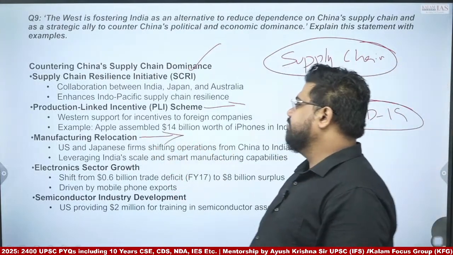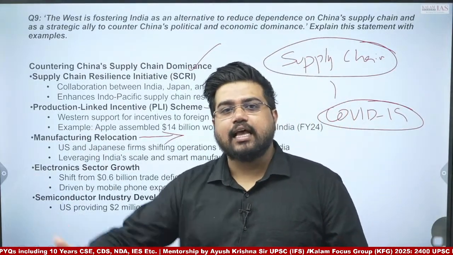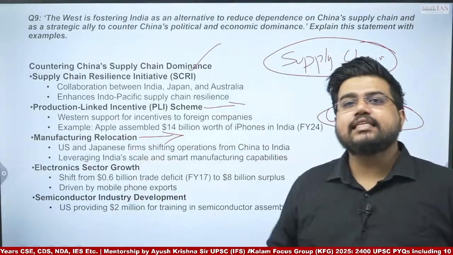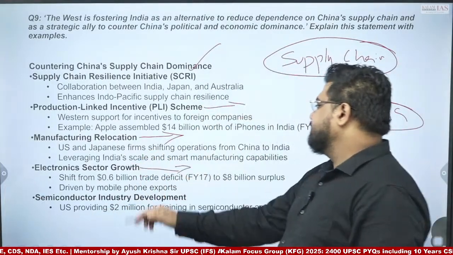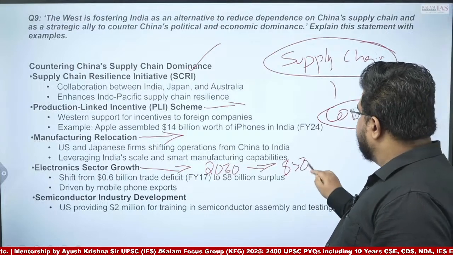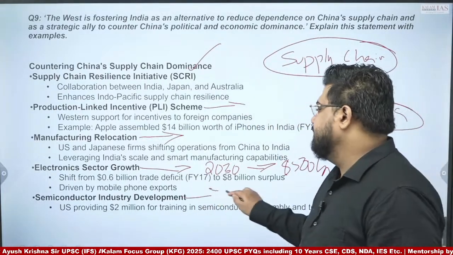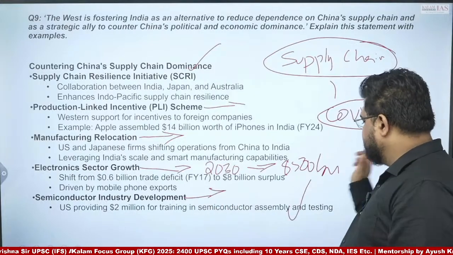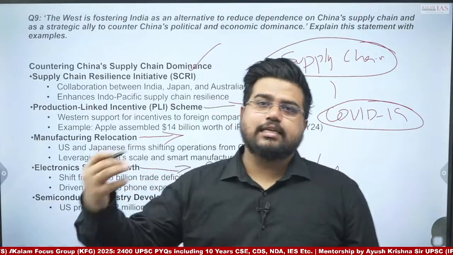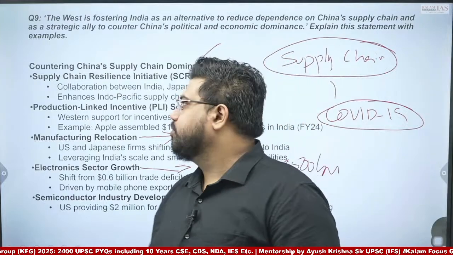Similarly, manufacturing relocation. We have seen a lot of companies leaving China. Even Apple has started manufacturing in India. A lot of other electronics and other companies are using India as the base, Vietnam as the base, Taiwan as the base. So companies are relocating out of China. Electronic sector growth: you might have seen India's recent targets. By 2030, we are trying to build a 500 billion semiconductor base. This is an emerging industry, with semiconductor industry development and training 2 million people for semiconductor assembly, testing and similar work. These are all different initiatives which speak of India's supply chain resilience, that is, companies reducing their dependence on China in the supply chain.